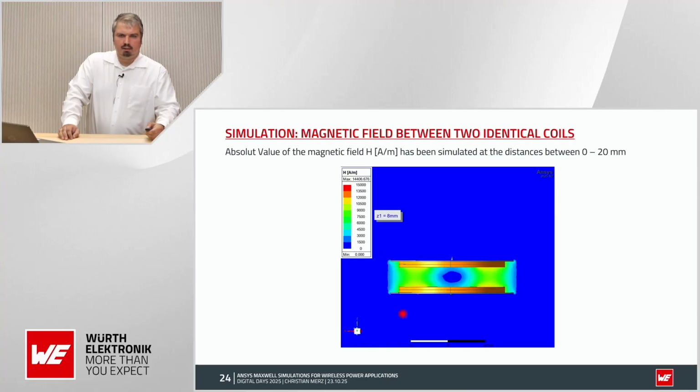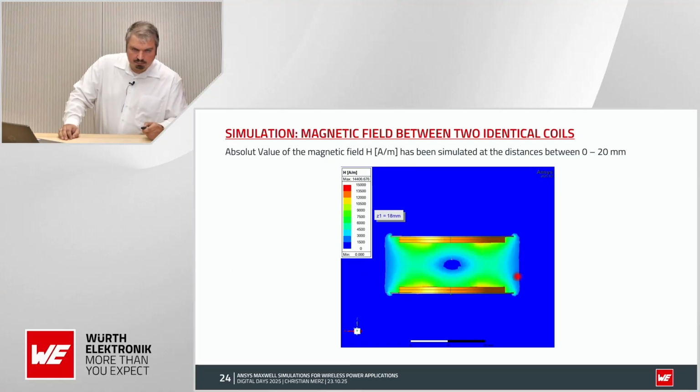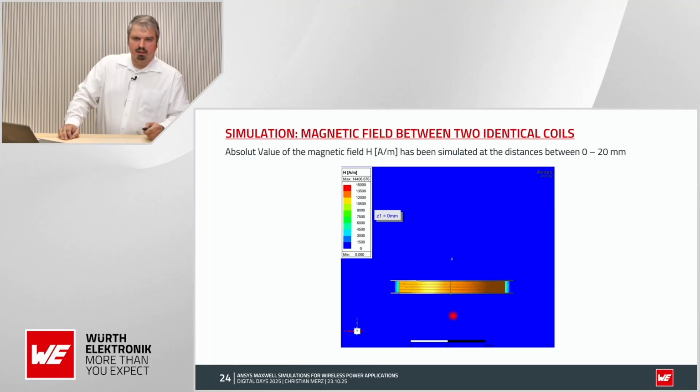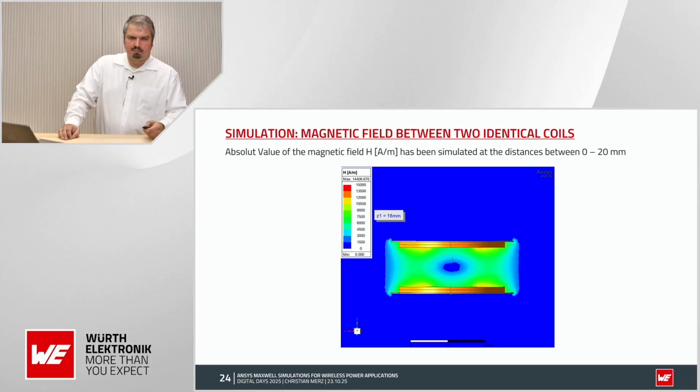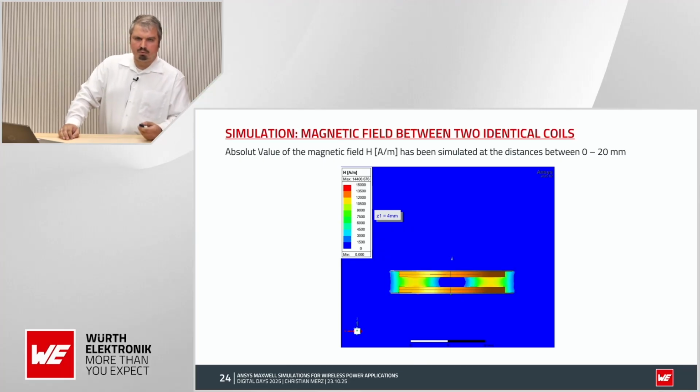As you can see here, the magnetic field is mainly between the two coils. Underneath and on top of the secondary coil, you see there is no magnetic field, which we would expect because the ferrite prevents the magnetic field from going to the top or the bottom.